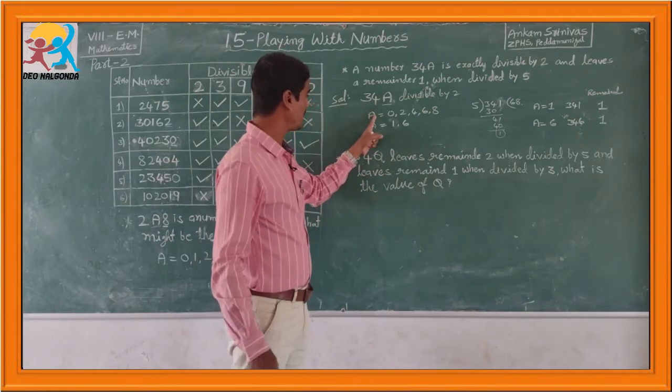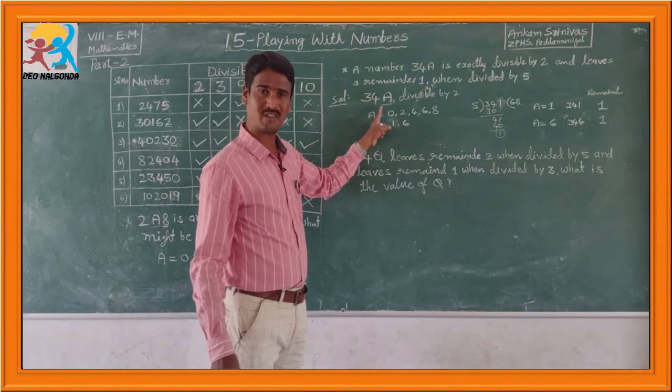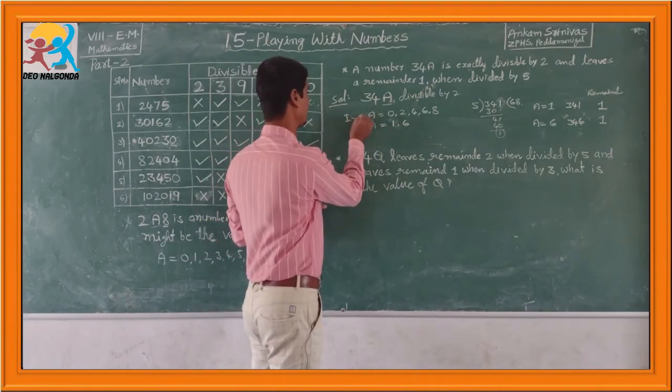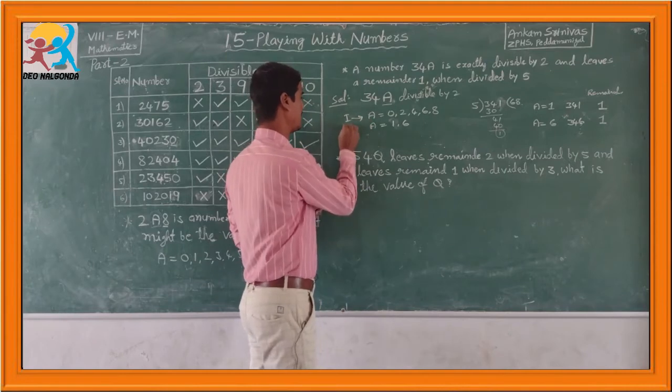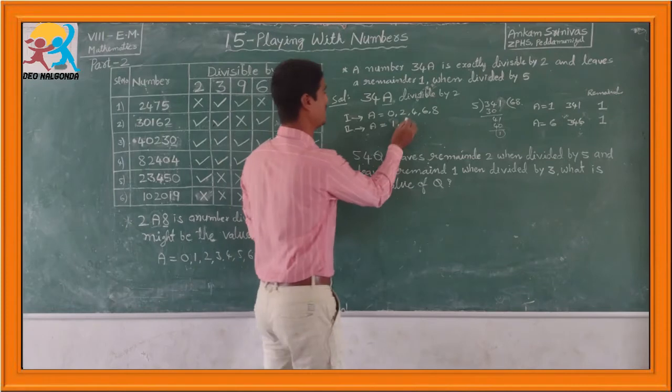So if you observe these two, we look for the common numbers of the first condition and second condition. This is the first condition, divisible by 2. This is the second condition. What are the common numbers here? Common number is 6.